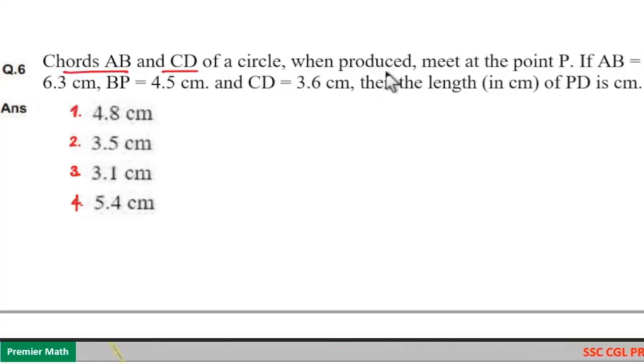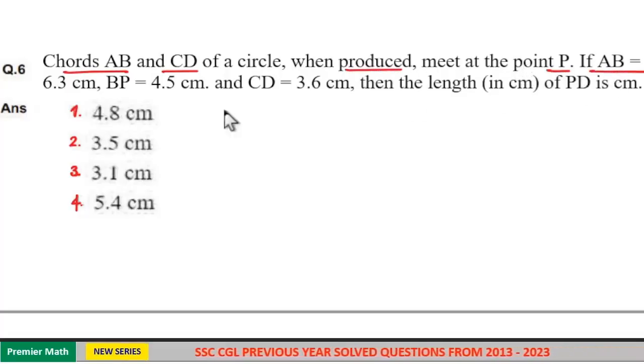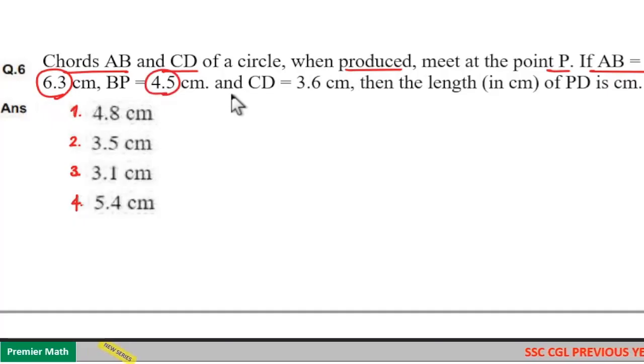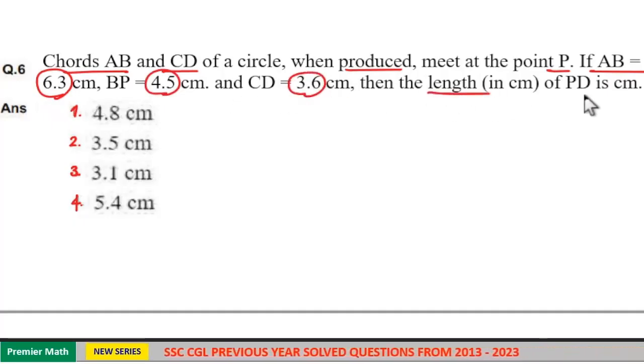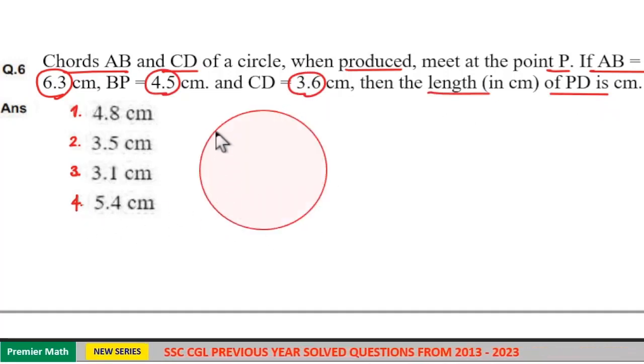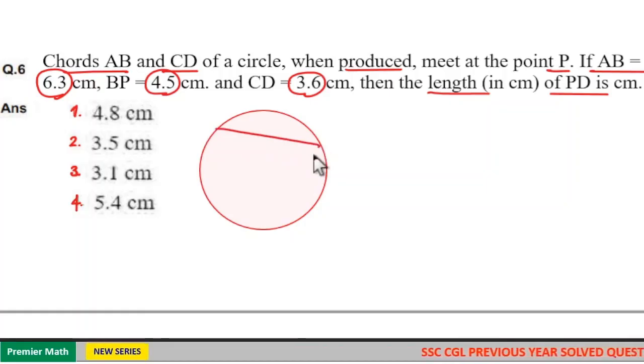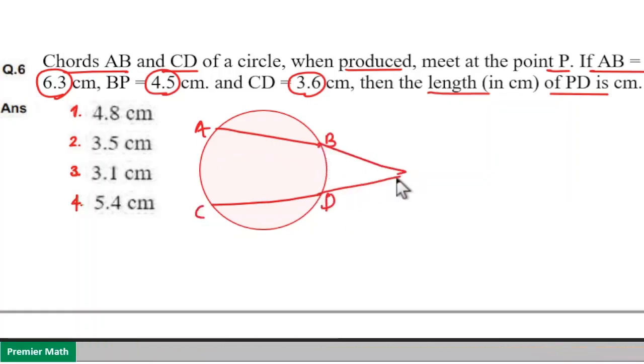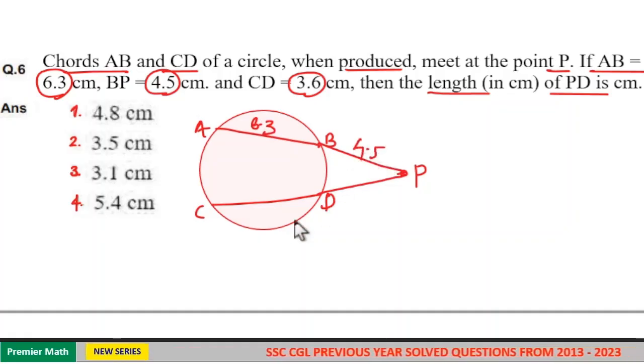Chords AB and CD of a circle when produced meet at the point P. If AB is 6.3 cm, BP is 4.5 and CD is 3.6, then the length of PD is? This is the circle and here AB and CD are two chords and these two chords meet at point P. Now this is point P. And here AB is 6.3, BP is 4.5 and CD is 3.6. And we have to find what is the length of PD here.